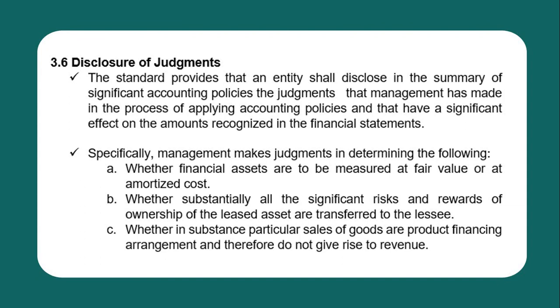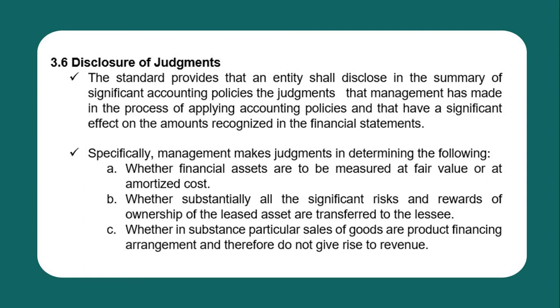Disclosure of judgment. The standard provides that an entity shall disclose in the summary of significant accounting policies the judgment that management has made in the process of applying accounting policies and that have a significant effect on the amounts recognized in the financial statement. So the important point here is that when such judgment will have a relevant or significant effect on the recognition or presentation of the items in the FS, then that judgment shall be disclosed.